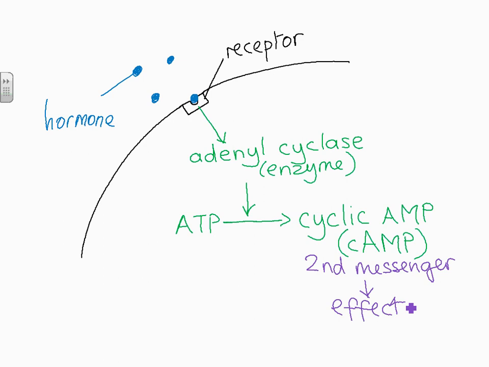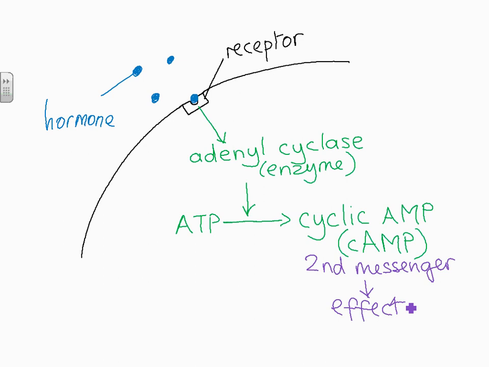100 molecules of adenyl cyclase might result in the production of 1 million molecules of cyclic AMP, and then each one of those might trigger another 1 million conversions of glycogen into glucose. So at each step, you can increase the effect. So you only need small amounts of hormone to trigger quite a large response. They're only present in the body, these compounds, in very small amounts, because we just don't need a lot of them. So that's the peptide hormone then.